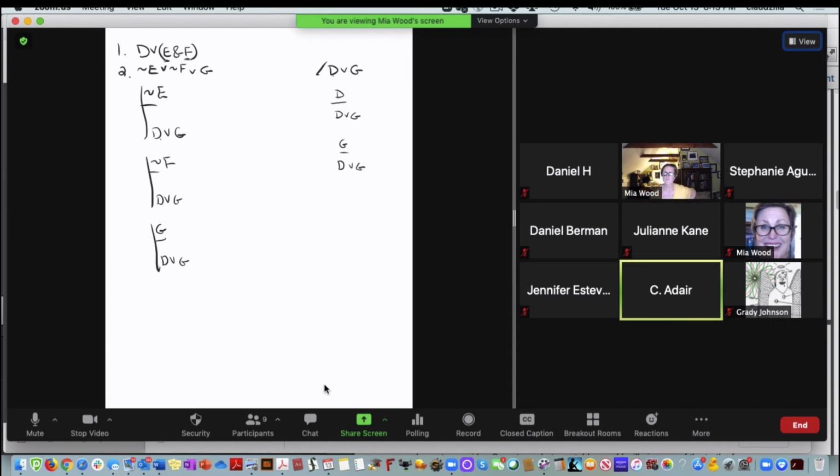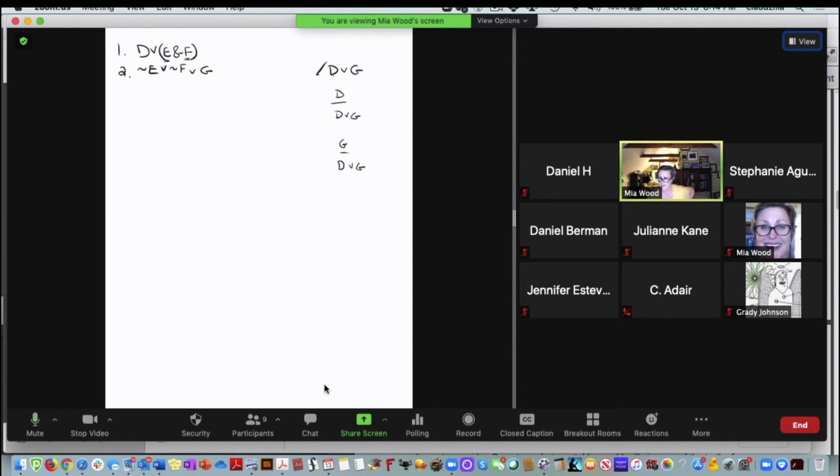Wait, are there two premises on this one? Yes. Right, so premise one says it's D or E and F. Premise two says either it's not E or it's not F, or it is G. So the question is, which of the disjunctions are we going to use to structure our proof? The disjunction at line one or the two disjunctions from line two. We're going to have to eliminate both line one and line two, but which one do you want to use as your structuring subproof? How about the first one, because it's shorter? There you go.